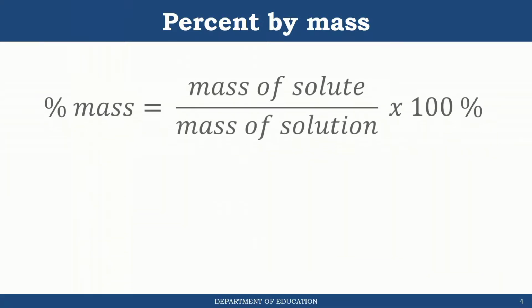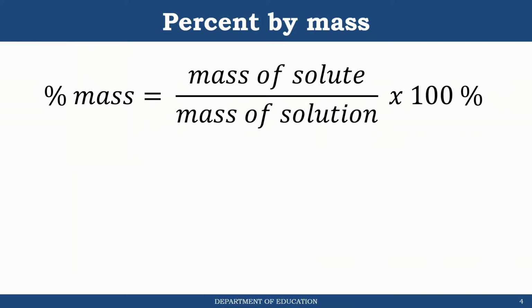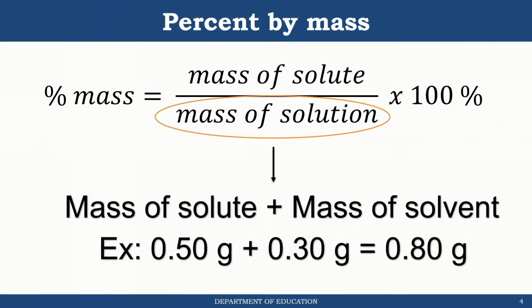Percent by mass can be calculated through the equation: percent by mass is equal to the mass of solute divided by the mass of solution times 100%. The mass of the solution is the mass of the solute plus the mass of the solvent.